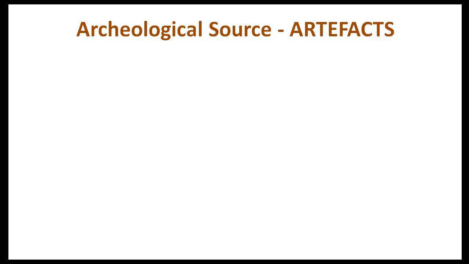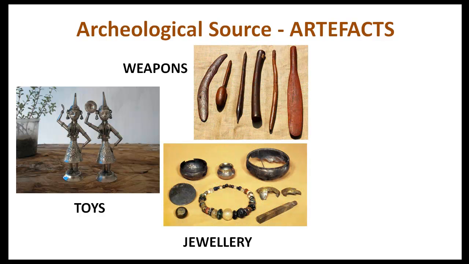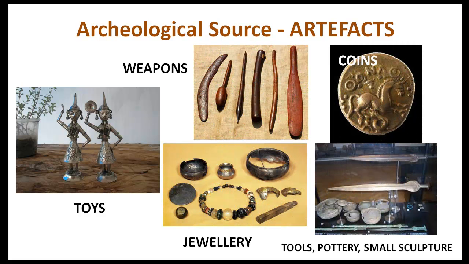Archaeological source materials: artifacts. Toys, weapons, jewelry, coins, tools, pottery, and small sculptures made and used by man are called artifacts. And by studying them, the historians tell us about the skills man had mastered and about man's lifestyle, about some social and economic conditions, about trades between India and other countries.